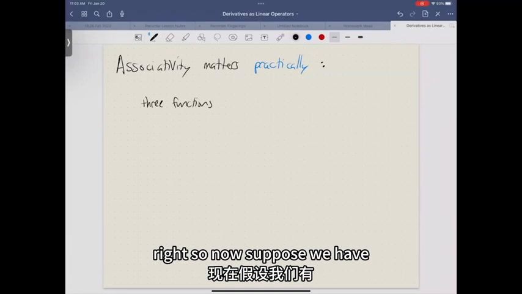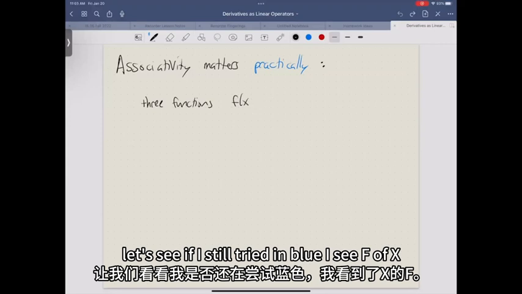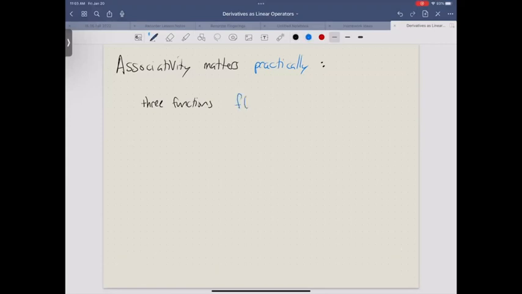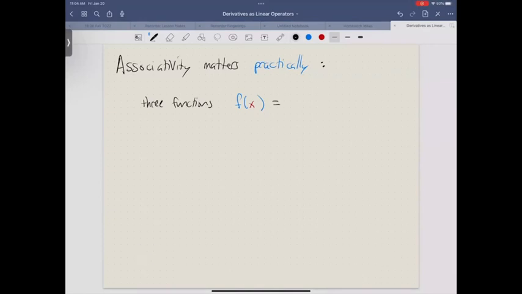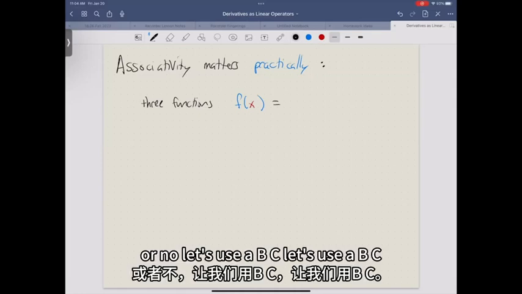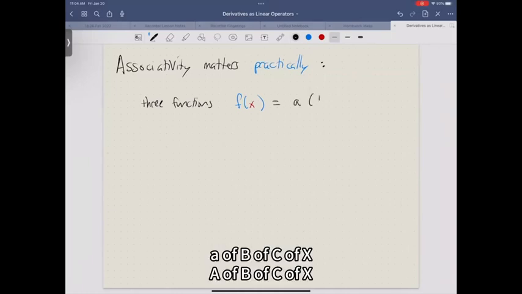Right? So now suppose we have f of x equals, let's see, I'm running out of letters. Let's use ABC. A of B of C of x.